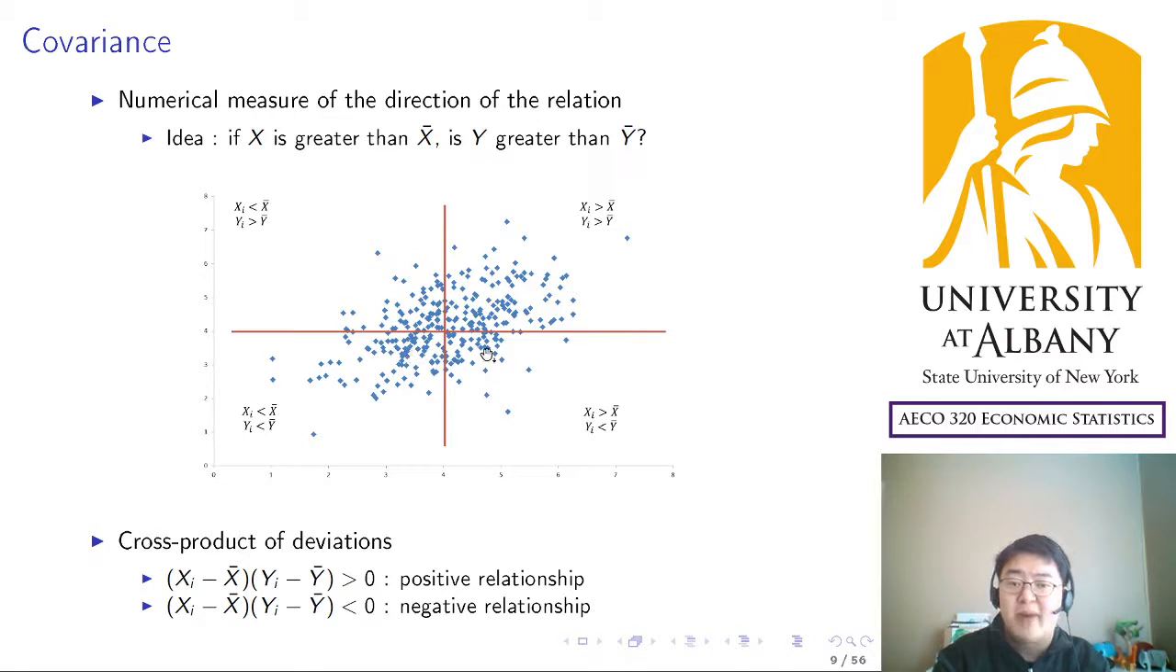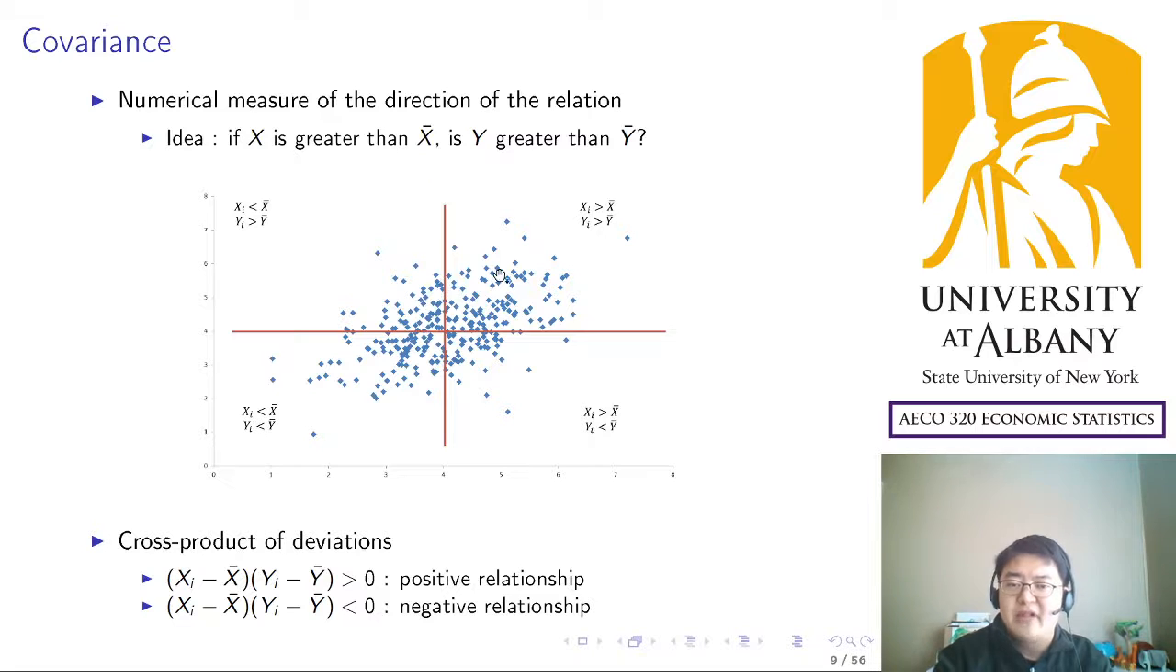If there was a downward sloping line, then there would be more observations in the fourth or the second quadrant, right? If there was a downward sloping trend, then you would see more observations here and here, because when x increased, y should have decreased, and when x decreased, y should have increased.